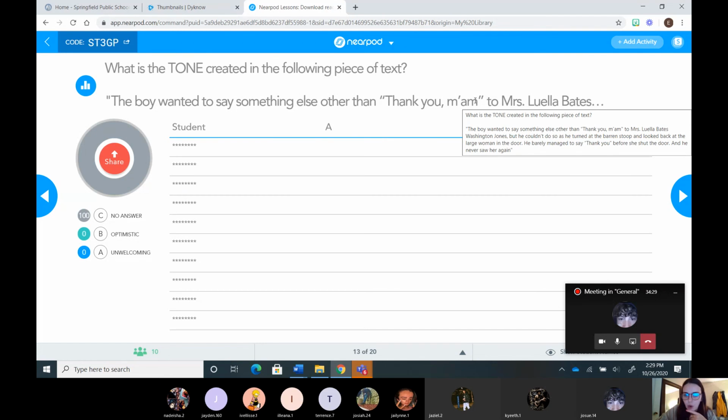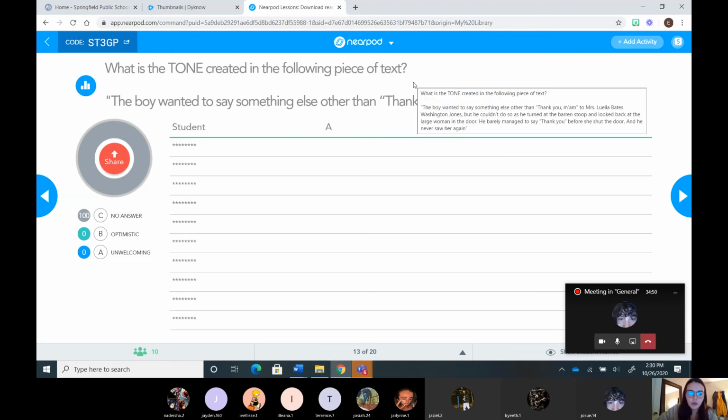So this says, the boy wanted to say something other than thank you, ma'am, to Mrs. Luella Bates Washington Jones, but he couldn't do so as he turned at the barren stoop and looked back at the large woman in the door. He barely managed to say thank you before she shut the door, and he never saw her again. So is the author creating a tone that is optimistic or a tone that is unwelcoming?